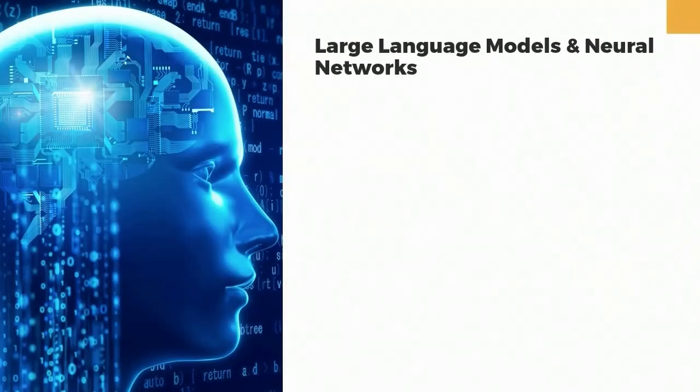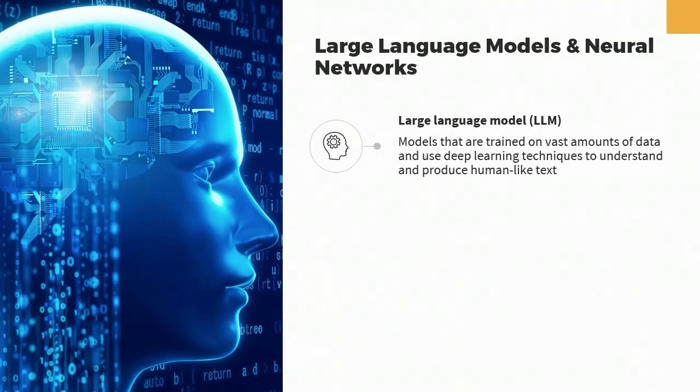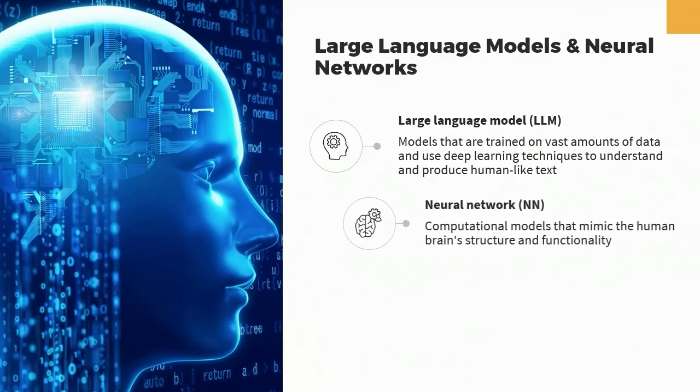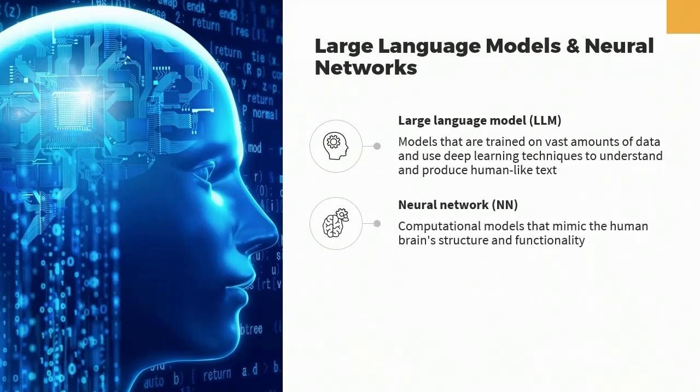To enhance its machine learning further, ChatGPT employs a large language model, or LLM, which forms the basis for its ability to generate text-based responses. LLMs are trained on vast amounts of data and use deep learning techniques to understand and produce text that resembles what humans might write. Deep learning techniques use complex algorithms and neural networks, which are powerful computational models that mimic the human brain structure and functionality to learn patterns in data.